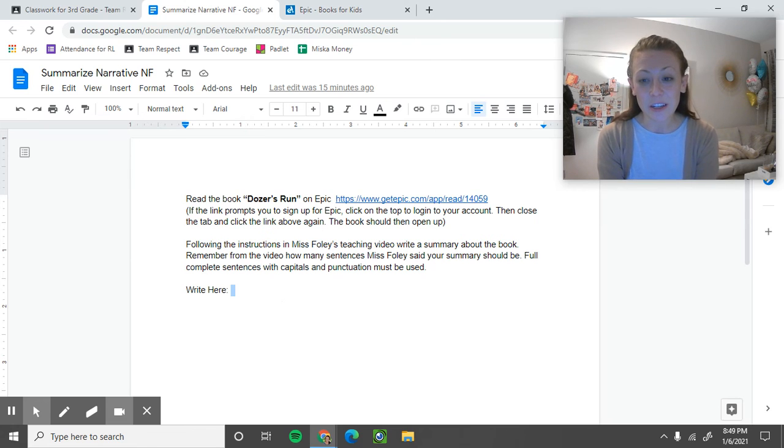If the book takes you less than 25 minutes to read, make sure that you do other reading so that way you get your full 25 minutes of reading for today for your reading log, because you still have to fill out your reading log and do 25 minutes of reading. You can use the time that it takes for Dozers Run as part of your 25 minutes, but you do need to make sure that you read a total of 25 minutes. So if Dozers Run takes you less, you need to read some other books to get you a total of 25 minutes. Enjoy the book.